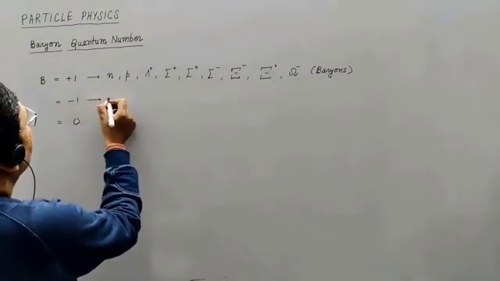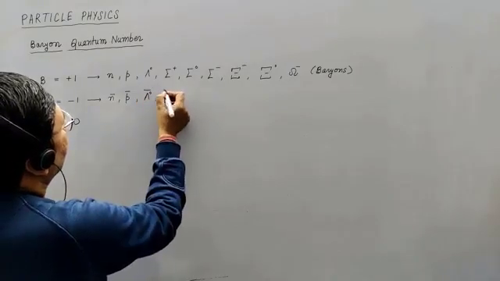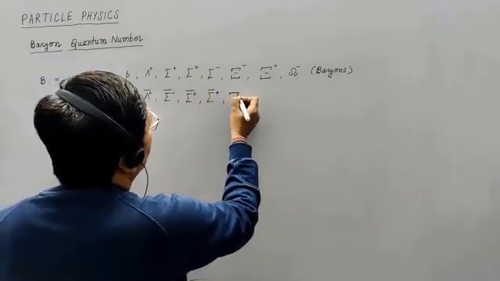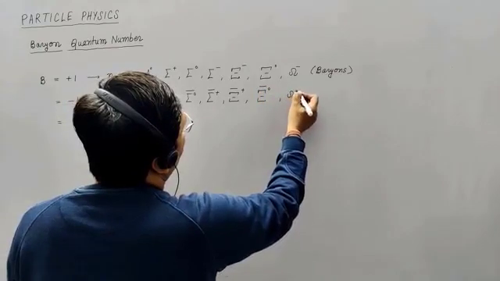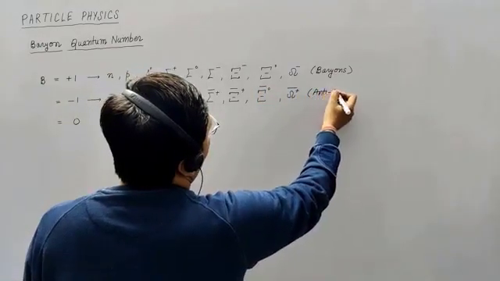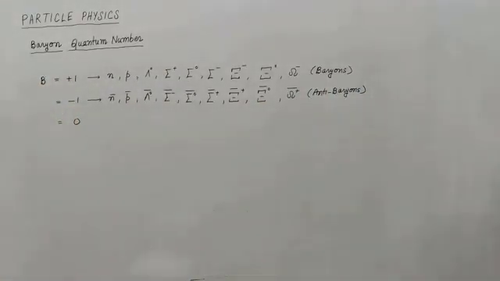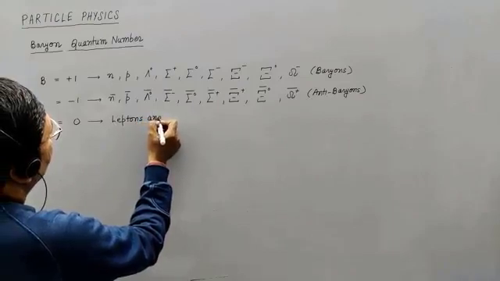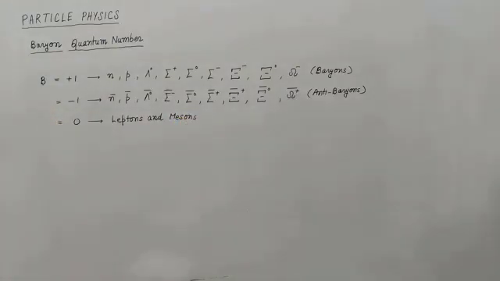For antibaryons, like N bar, P bar, the antiproton, lambda naught bar, sigma minus bar, sigma naught bar, sigma plus bar, cascade positive bar, cascade 0 bar, and omega plus bar, they are all antibaryons. For these particles, this B number is -1. For all other particles like leptons and mesons, this B will be equal to 0.